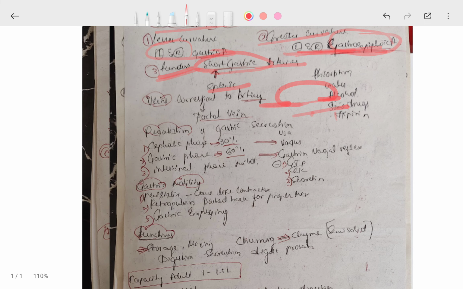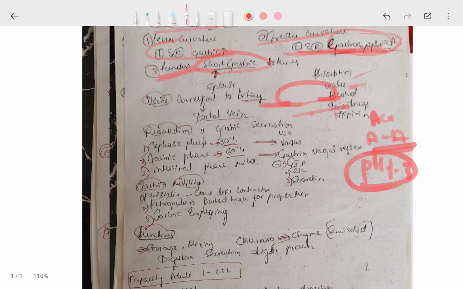And the functions of the stomach include absorption of water, alcohol, and some drugs. Aspirin is absorbed because aspirin is acidic. Acidic drugs are absorbed better in acid. So you have a pH of 1 to 3 in the stomach.